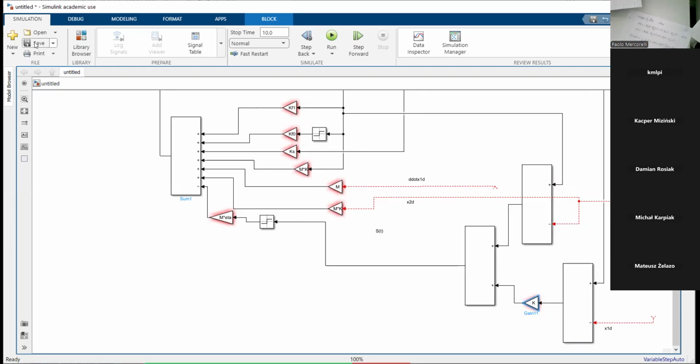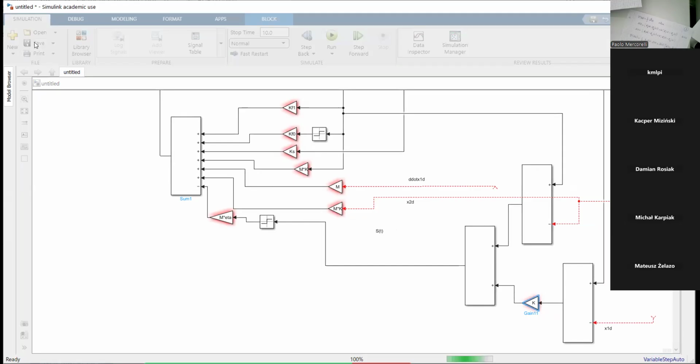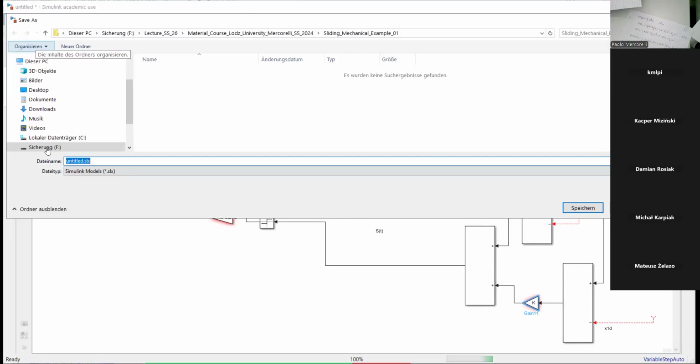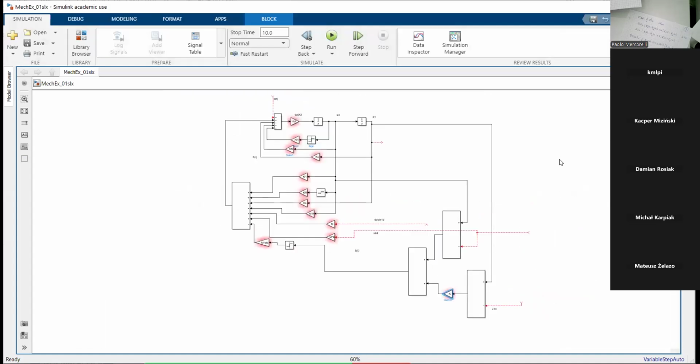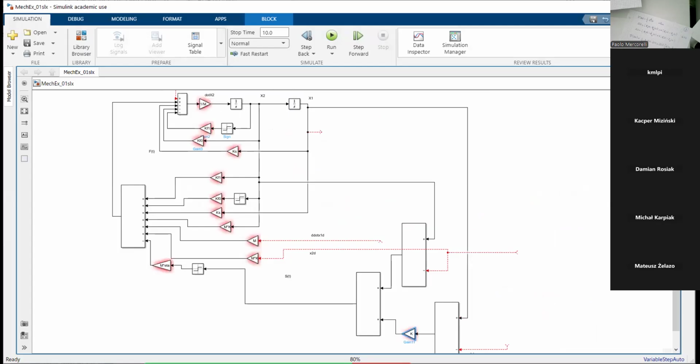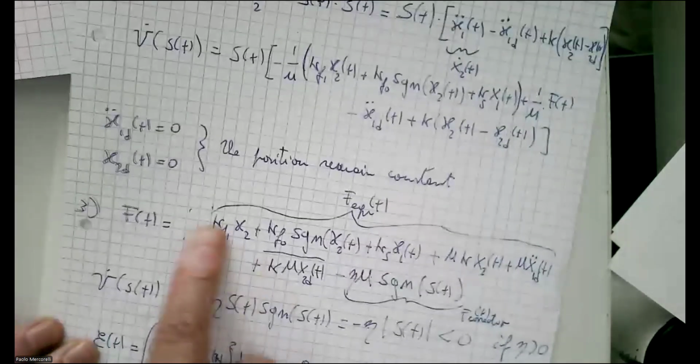Let me save with the name make x01 simulate. Now let me define an M file with all this data. This means let me come back. Where is it? Oh, unbelievable. What I did until now was this.